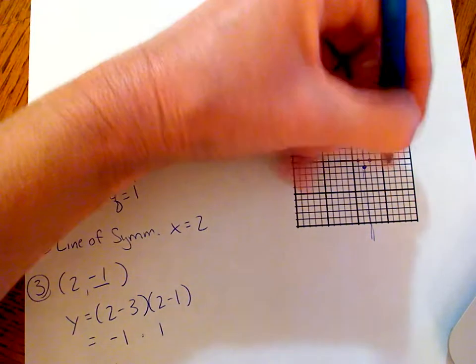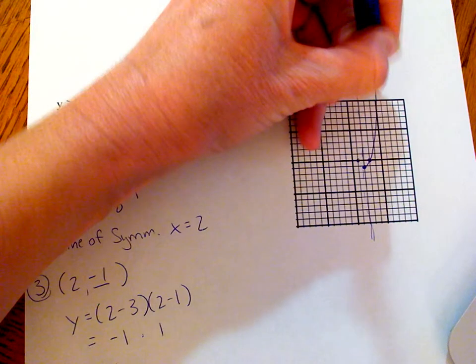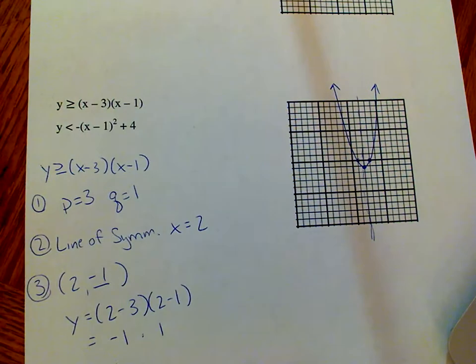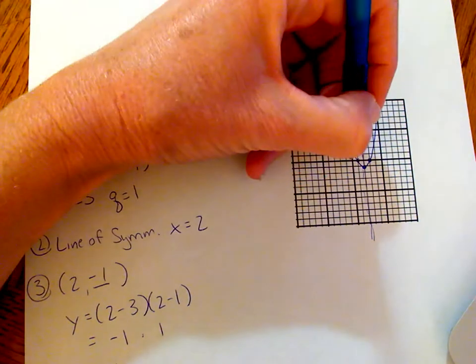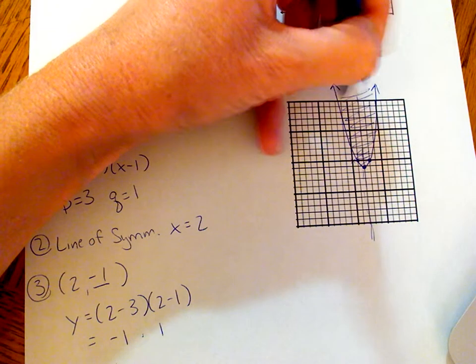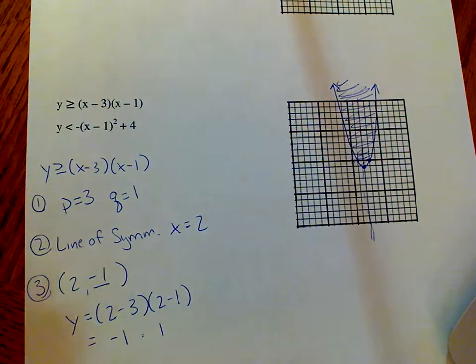And again, this is going to be a solid parabola. I will use the test point of (0, 0) again, and what I will find is that (0, 0) is not a solution, and this one I will end up shading in this region.